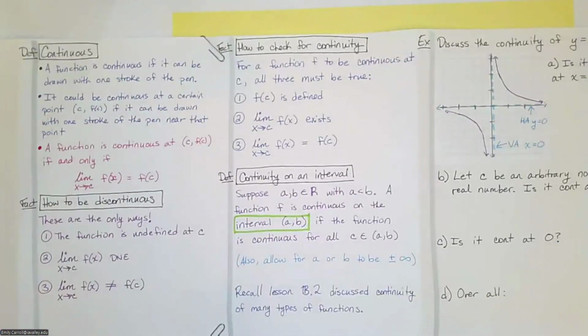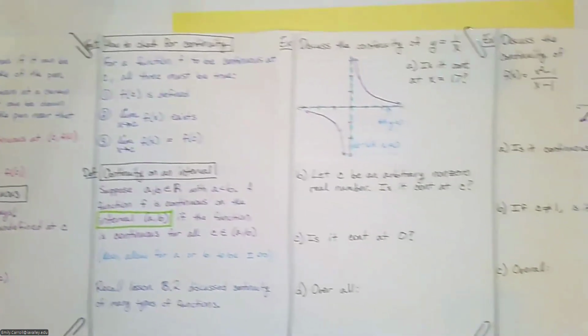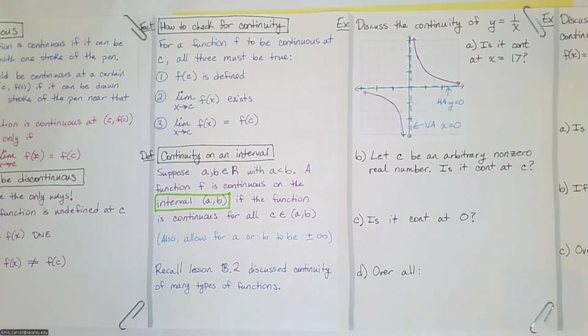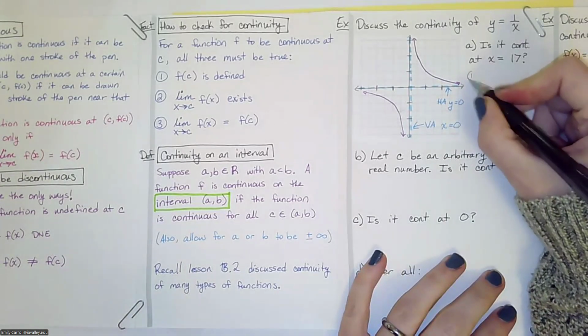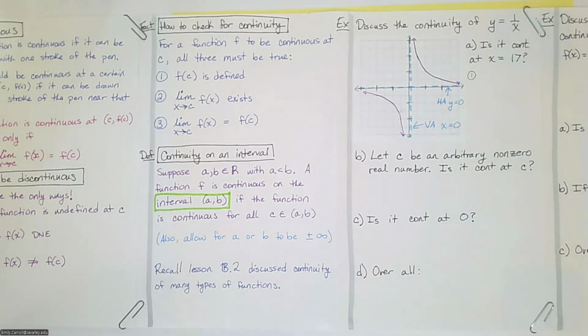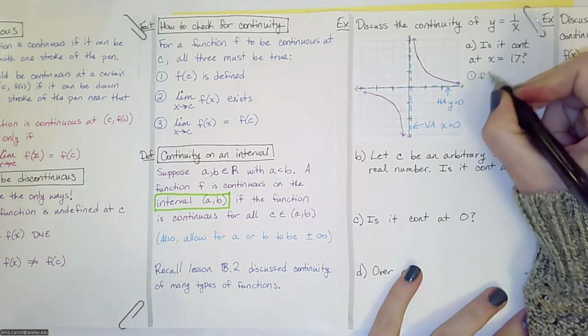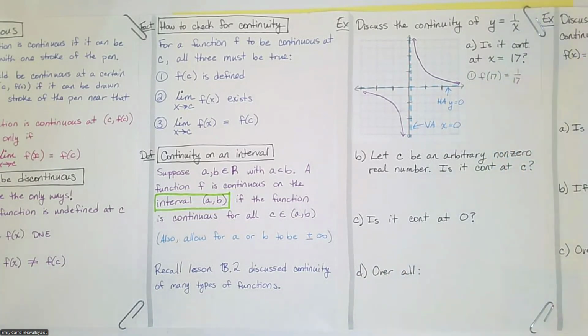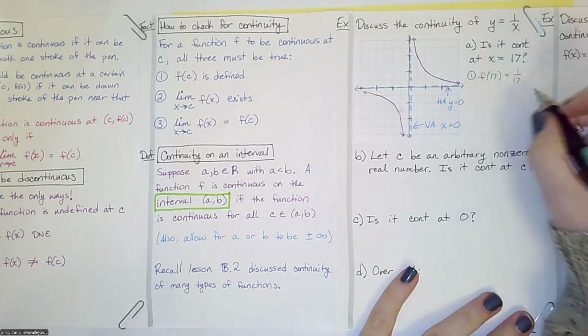Let's try an example. Discuss the continuity of y equals 1 over x. First of all, is it continuous at x equals 17? Okay, so let's run through our 3 checks. Is f of 17 defined? Yeah, that's fine. It's defined. Check.